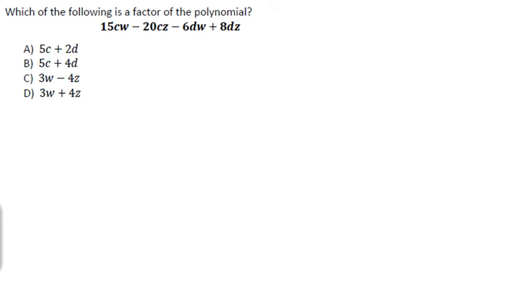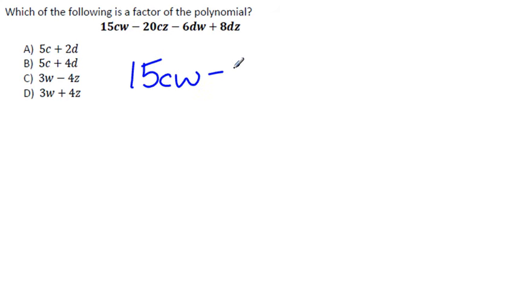For this problem, we are asked to factor this polynomial. One thing to remember is that whenever you see four terms, which we have here, 1, 2, 3, 4, whenever you see four terms, you think about using group factoring. Okay, so let's rewrite our problem.